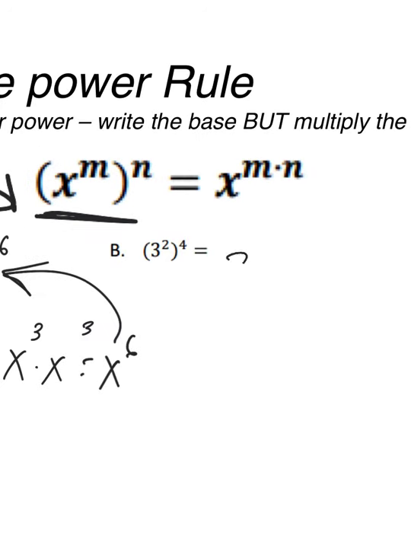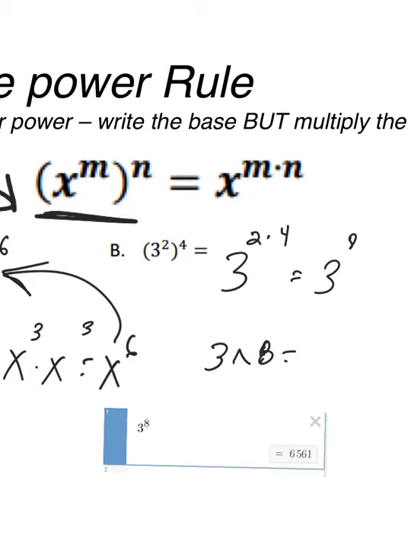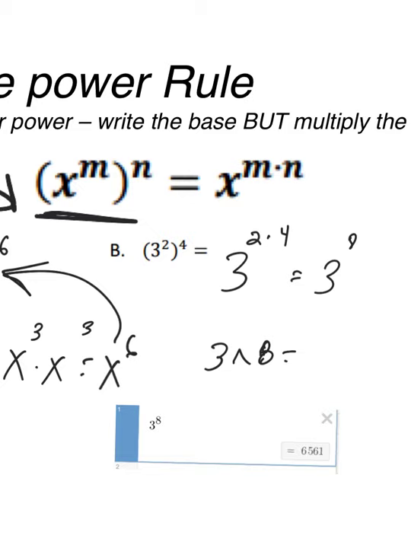For B, 3 raised to the power of 2 times 4 is going to be 3 to the 8th power. You can put this in your calculator again using the caret button. 3 times 3 is 9, times 3 is 27, times 3 is 81, times 3 is 243, times 3 is 729. I've lost how many I've done. There you go. I just went and put it in Desmos. 3 raised to the power of 8 is going to be 6,561.